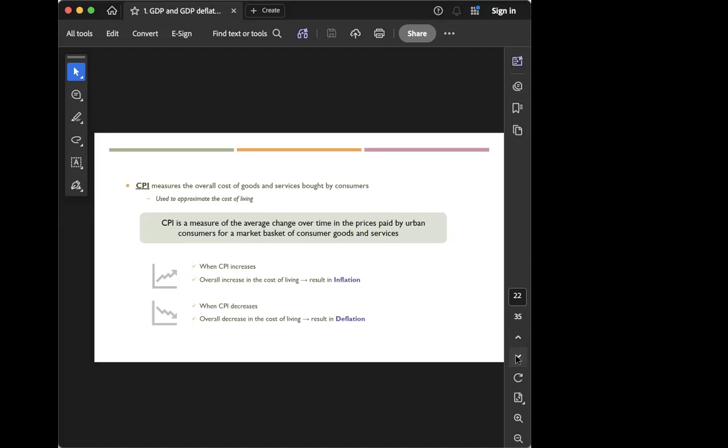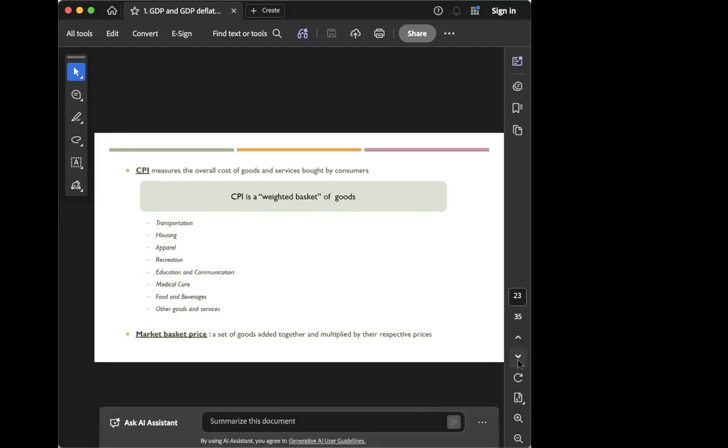For example, if CPI increases, there is an overall increase in the cost of living, which results in inflation. And if CPI decreases, the cost of living is falling, and we call that deflation. The important phrase here is market basket. CPI is based on baskets of consumer goods and services, and economists typically track how the cost of that basket changes over time.